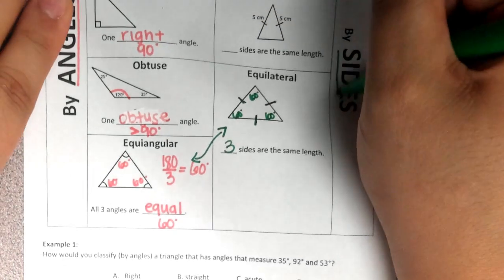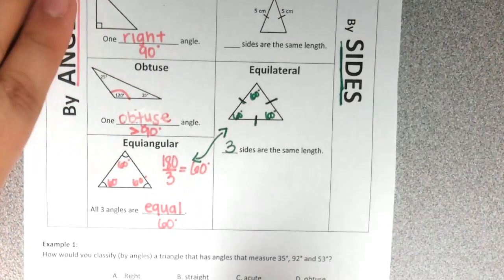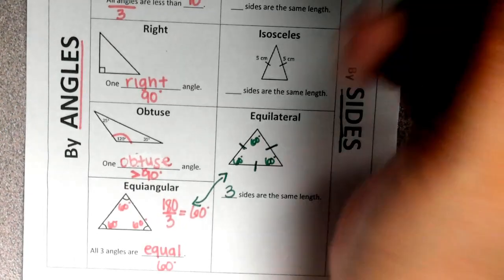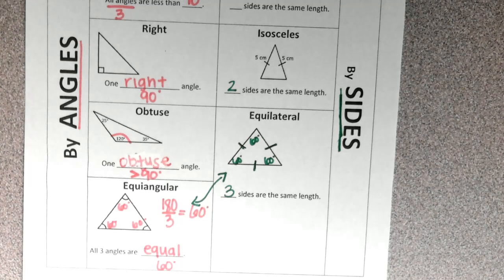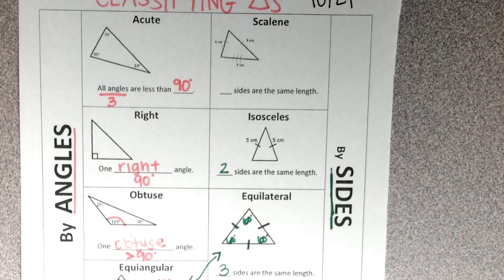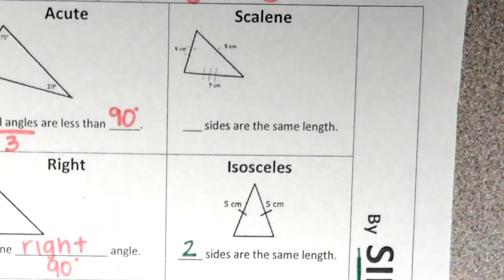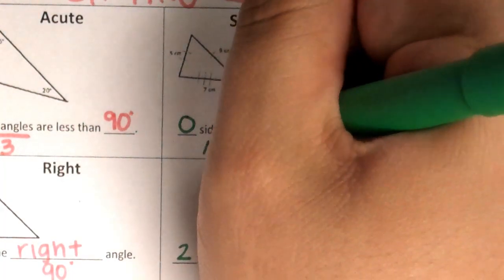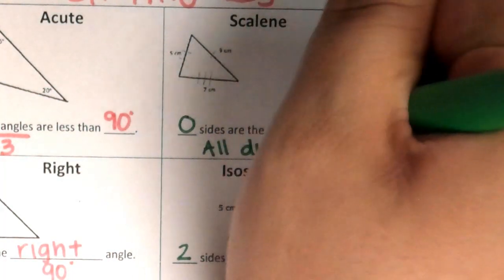So now we're going to talk all about the sides. What about an isosceles triangle? What does isosceles mean? Two sides are the same length. Equilateral is three sides the same. Isosceles is two sides are the same. What about scalene? Can everybody say scalene? What does scalene mean? Zero sides are the same, or all of them are different.